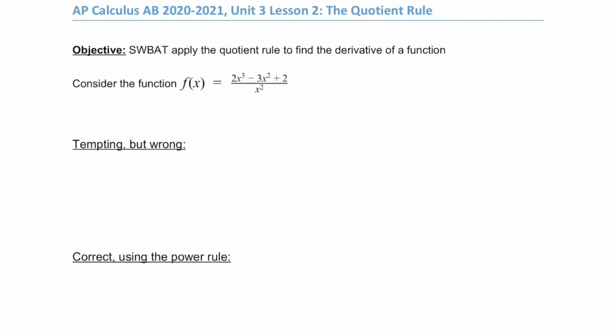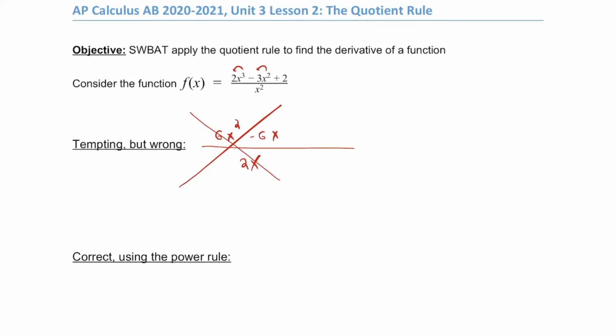So consider the function 2x cubed minus 3x squared plus 2 divided by x squared. A very tempting but wrong thing to do would be to apply the derivative to the numerator and the denominator separately. So this is the trap. The trap is to say, oh, I'll just apply the power rule. So this is 6x squared minus 6x. The derivative of 2 is 0. Derivative of x squared is 2x. So this would just be taking the derivative of the numerator and the denominator separately. This is tempting, but wrong.